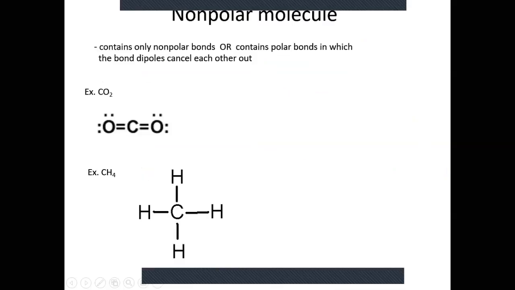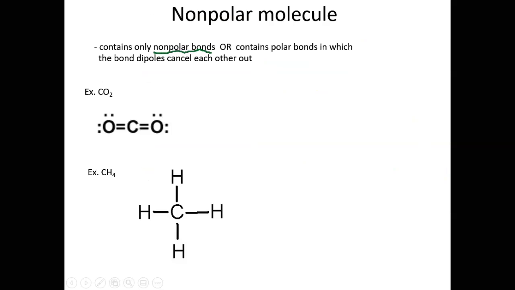So now we're going to get into molecules. So we talked about bonds, polar and nonpolar bonds. Now we're going to talk about polar and nonpolar molecules. So a nonpolar molecule meets one of two criteria. It can contain only nonpolar bonds. So if a molecule only contains nonpolar bonds, it's a nonpolar molecule, or it contains polar bonds in which the bond dipoles cancel each other out.